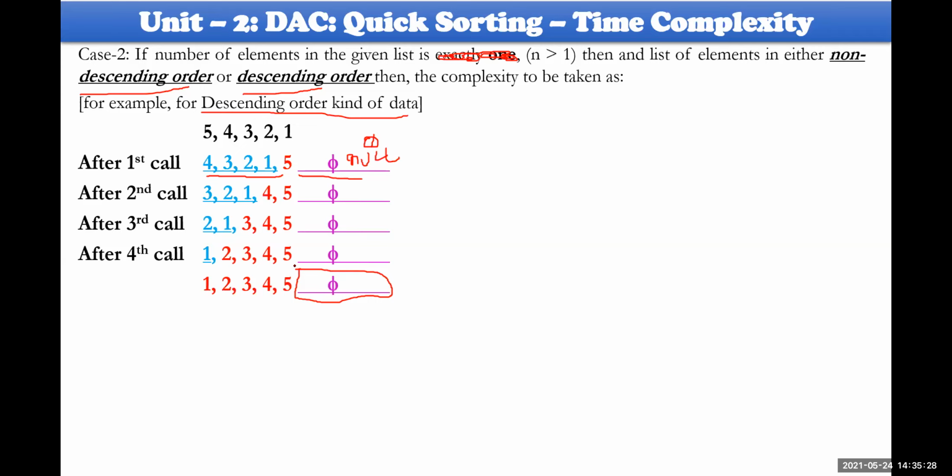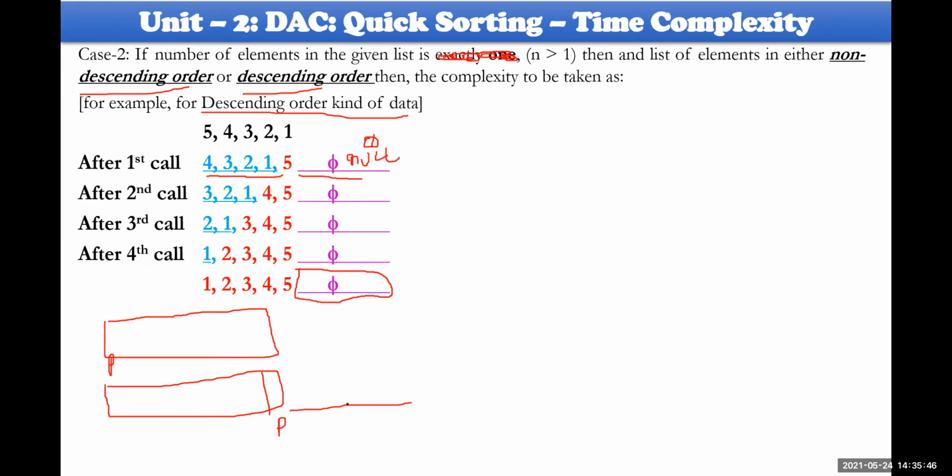Left side we have elements to be solved, but right side, not even a single element is available. So it could be seen something like this. You have taken a pivotal element here. After the first recursive call, the pivotal element will move towards this particular area. On the right side, no element is there, but on the left side, you have some elements. If such a situation occurs, how could you evaluate this?